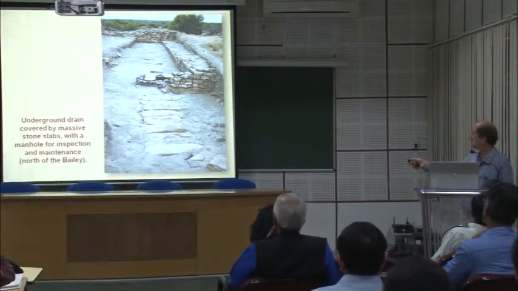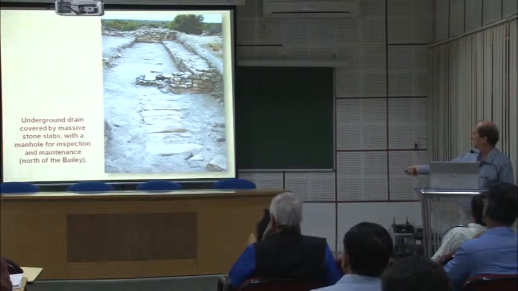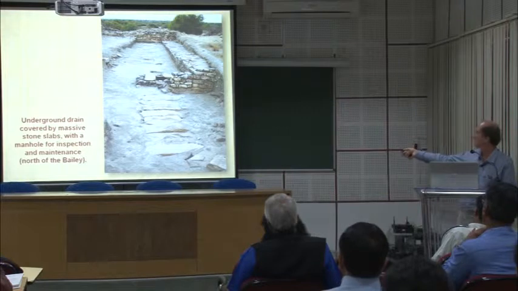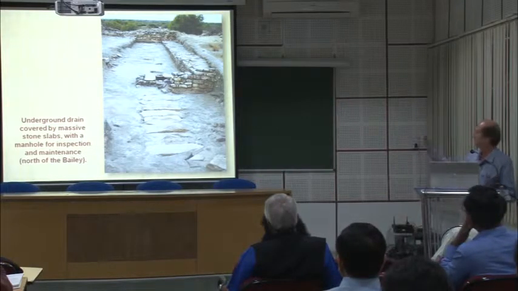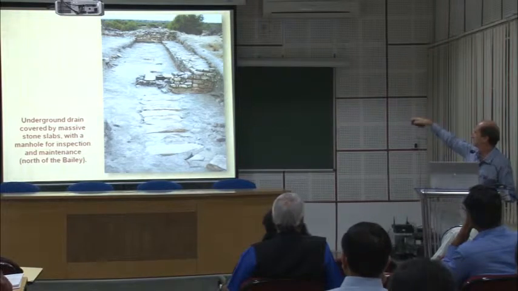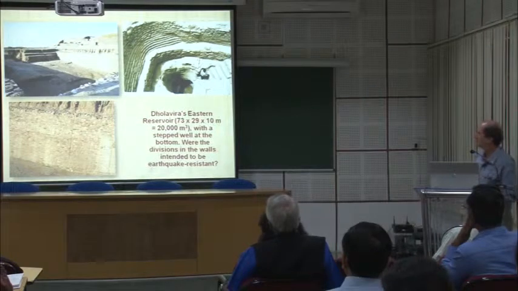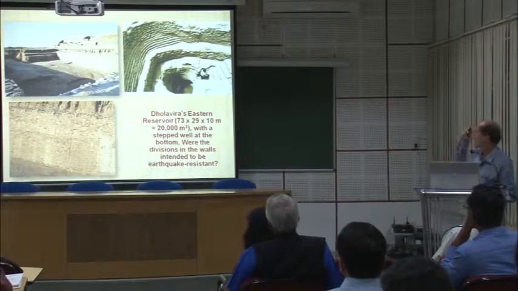So this is an example of one drain running north of the castle, and you can see here a manhole with stone slabs covering the drain. This is again for cleaning and inspection, and the drain continues, and it empties into one of those bounded reservoirs outside. Then there are finally some huge reservoirs.